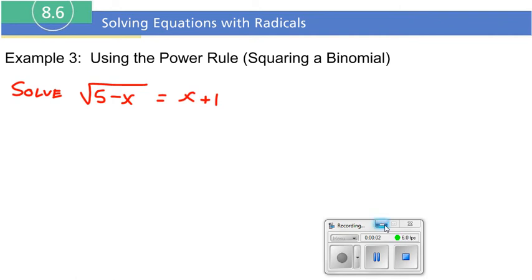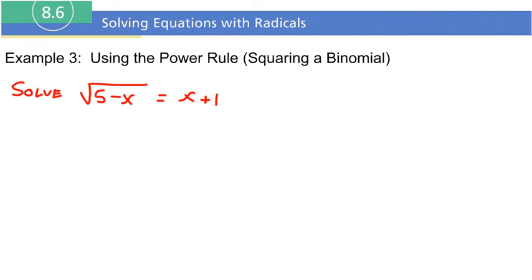Example number 3. So we're going to go ahead and use the power rule. The power rule. Guess I'm having trouble saying that today. And we're going to go ahead and square a binomial now. Okay, so it gets just a tad bit more hairy, but nothing that we can't handle because we're in the NFL. There's for life. Okay, so let's go and solve for x.